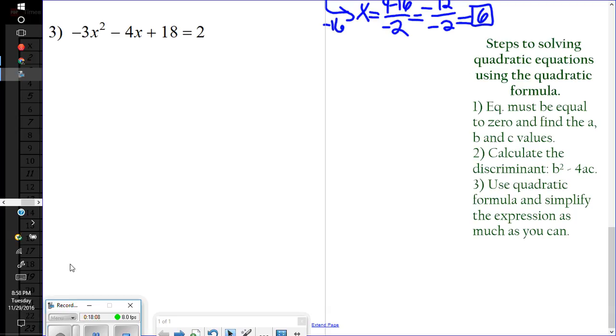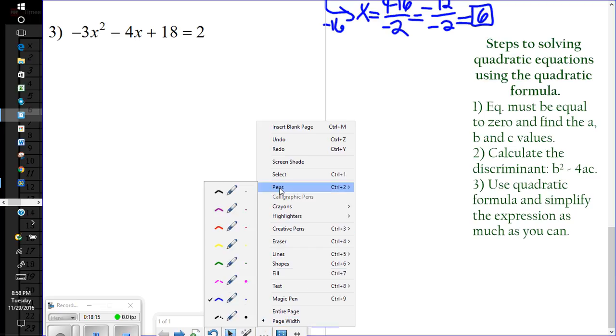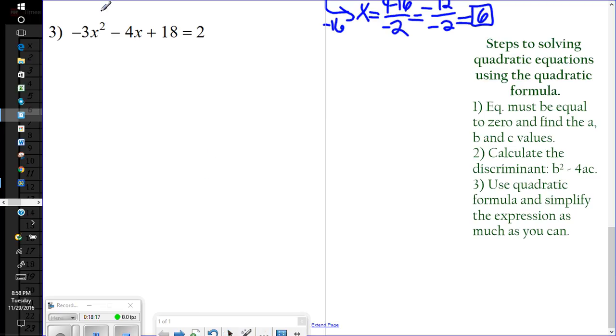So step number 1, the equation must be equal to 0. If it's not equal to 0, you set it equal to 0. So the equation is not equal to 0. The way to set it equal to 0, I'm going to get rid of these 2. The way you get rid of it is minus 2. And when you do it to one side, you do it to the other side. The negative 2 should be right here, with the other number, negative 2. So when I do that, these cancel.